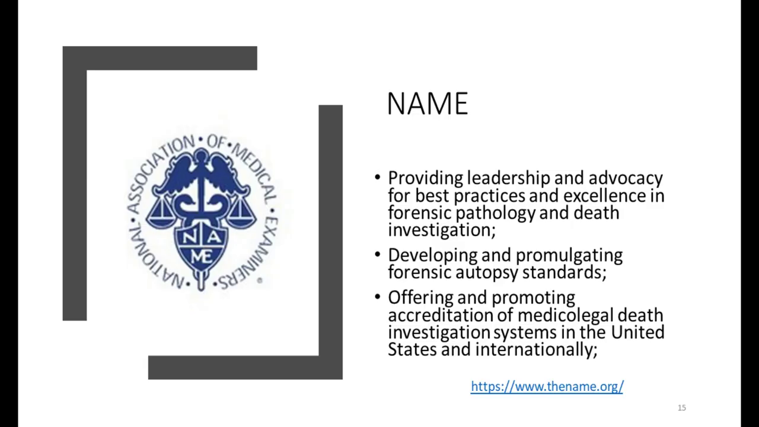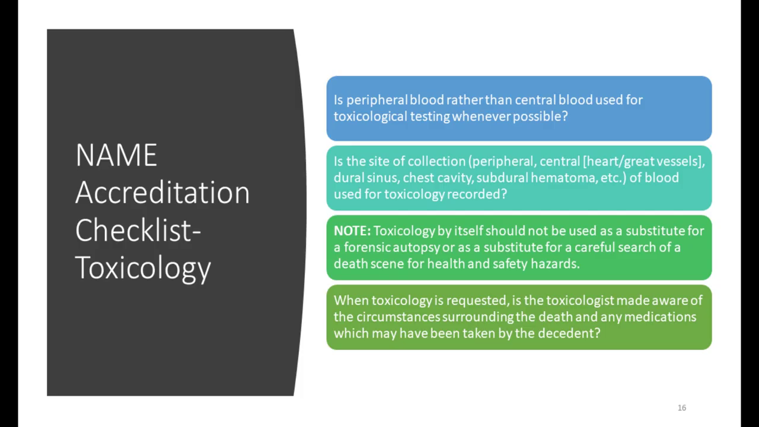The National Association of Medical Examiners provides leadership and advocacy for best practice and excellence in forensic pathology and death investigation. Their checklist has a number of items that are applicable to forensic toxicology. These include, is peripheral blood rather than central blood used for toxicological testing whenever possible? Is the site of collection of the blood used for toxicology recorded?